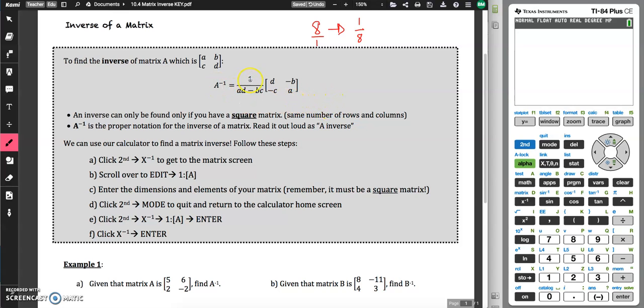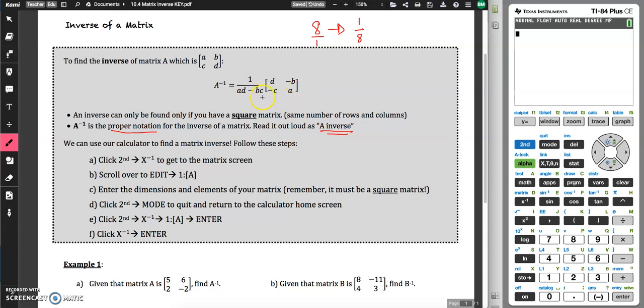So if we were going to do it by hand, this down here is the formula that we would use. So it has a to the negative first power. Now that is our notation, meaning that's how we write the inverse of a matrix. So this is matrix A. The inverse has that little -1 exponent. If you're trying to read that out loud, we actually say A inverse. We don't say a to the negative first or anything like that. So this would be A inverse equals, and then we have this big formula.